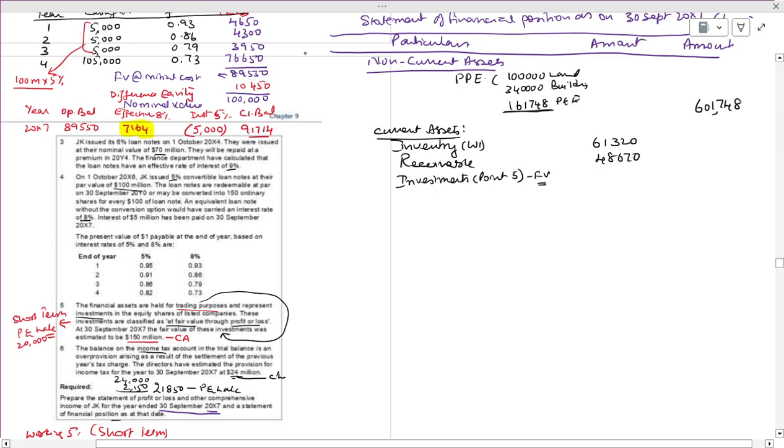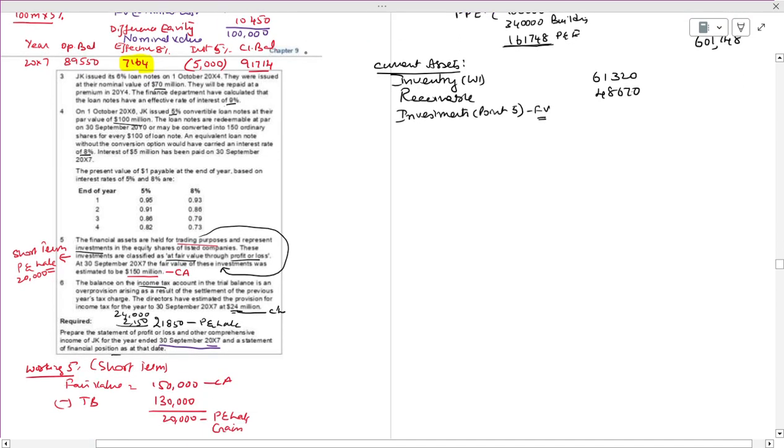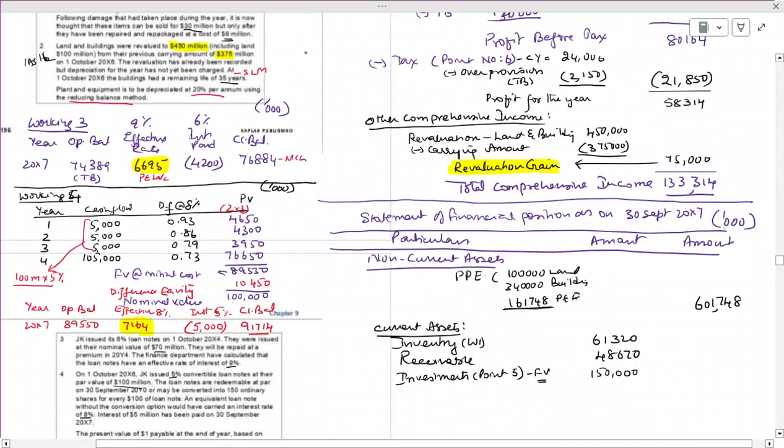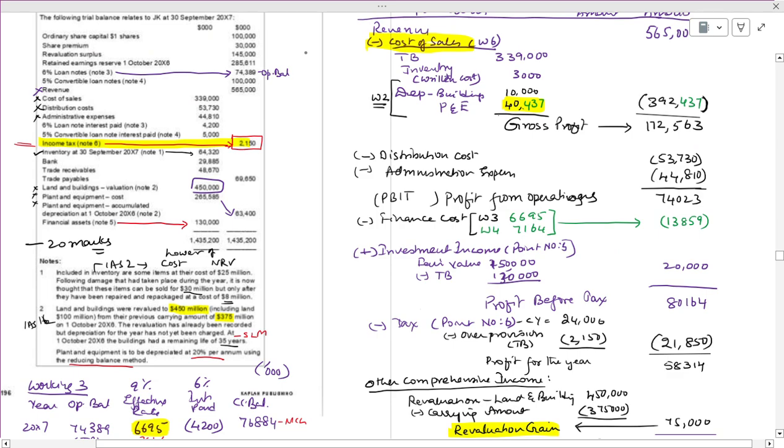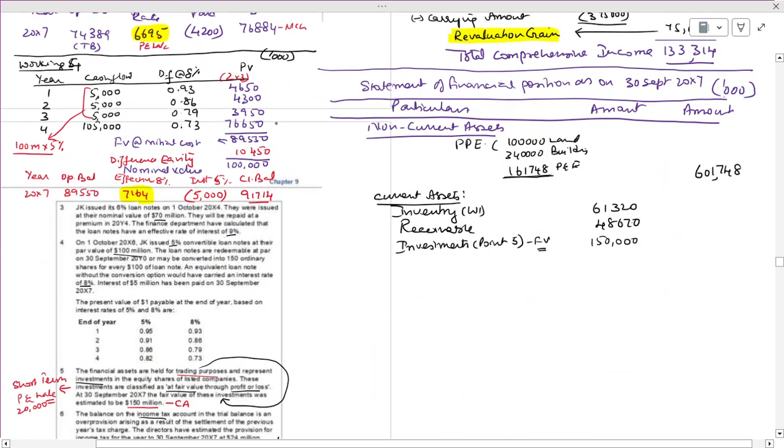Anything fair value, we have to take fair value, okay? How much is the fair value we have to take? 150,000. Is it right? 150,000. Anything else? Bank. Cash and bank. How much? 29,885. Is it right? How much is the bank? 29,885.